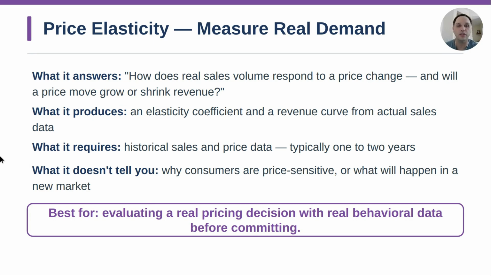What it requires? Typically 1 to 2 years of historical sales and pricing data, something new products or new brands don't yet have. What it doesn't tell you? Why consumers are sensitive at that price, or what will happen in a significantly different competitive environment. Use it when you have the data and you're evaluating a real pricing decision with real stakes.